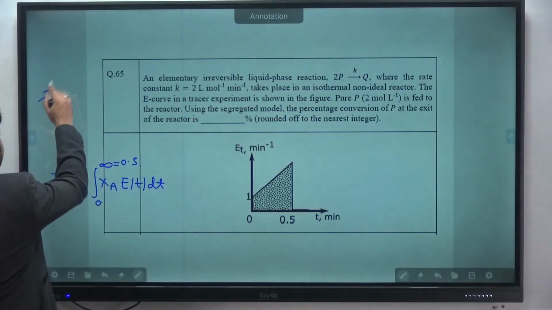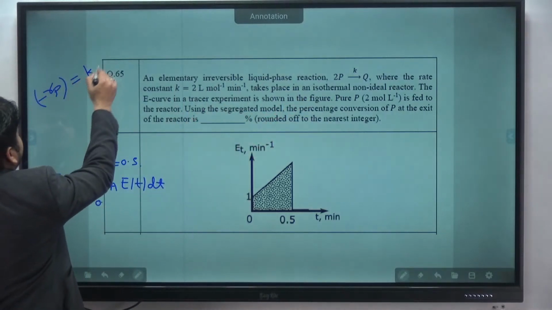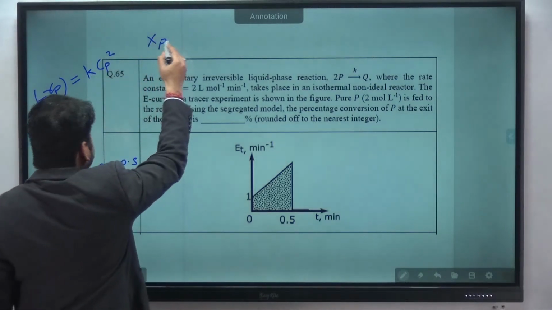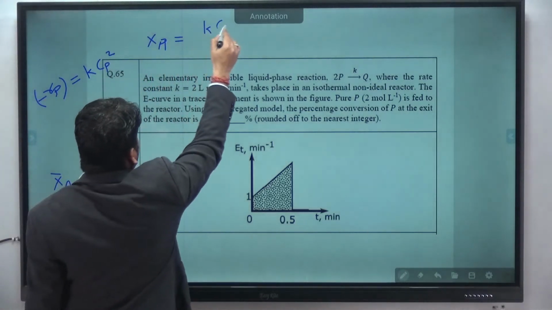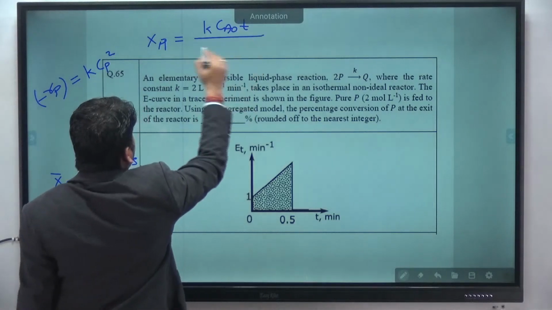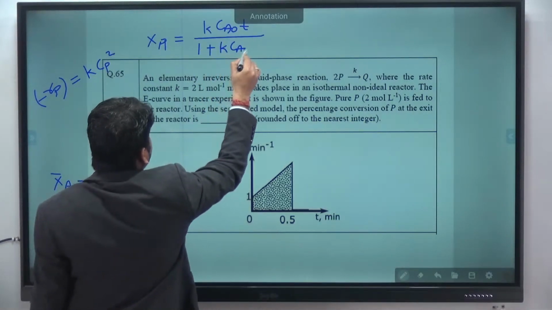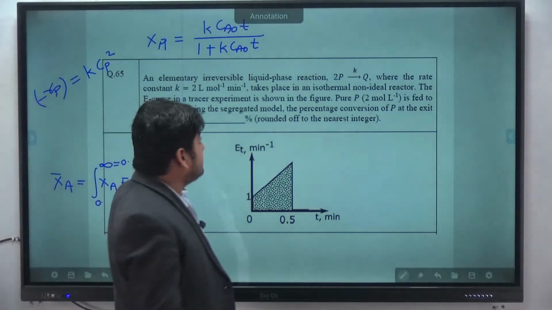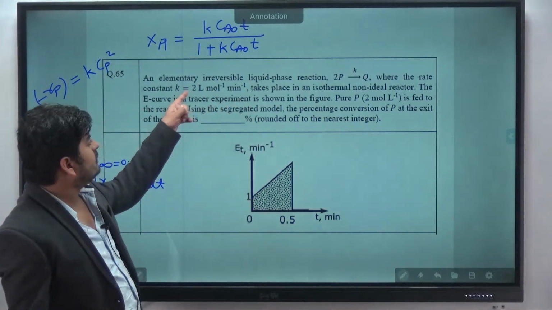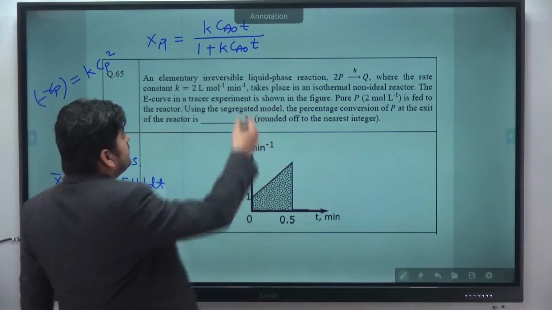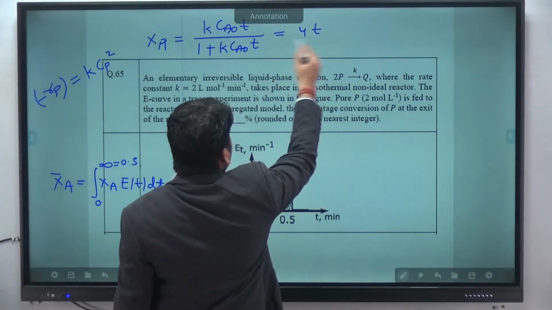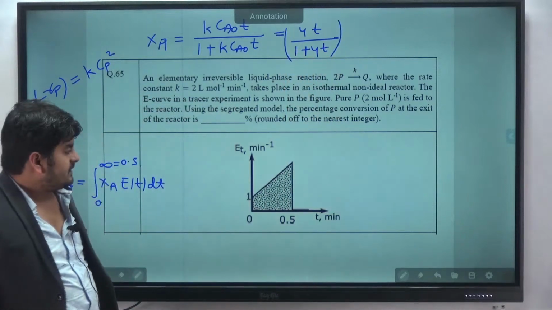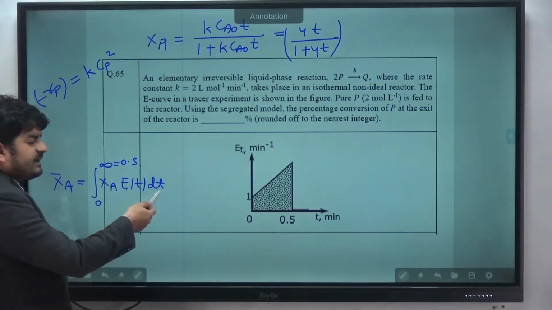Here, this is an elementary reaction 2P to Q. So minus Rp for this reaction will be Kcp square. For this type of second order reaction, conversion can be calculated by the kinetic expression, which is this. If you know the kinetic equation for a second order reaction, here K is given 2, Ca naught is given 2, so this value will become 40 upon 1 plus 40. Now you have to find out Et in terms of time.